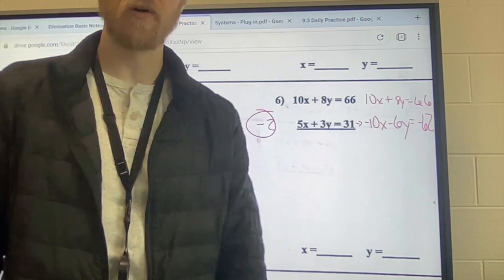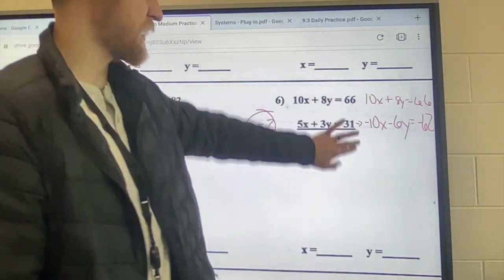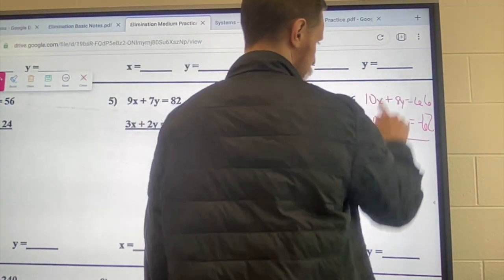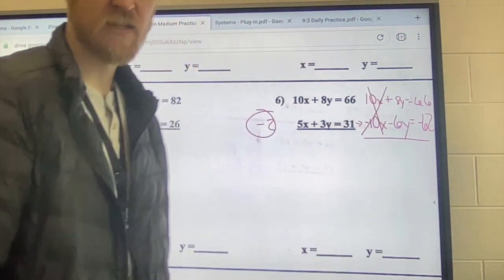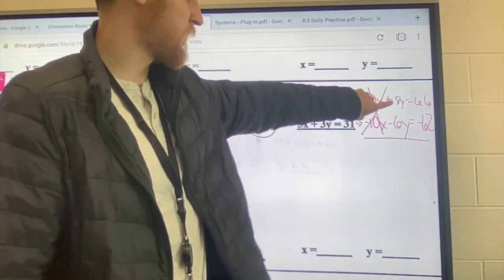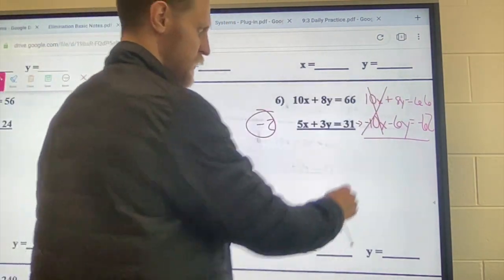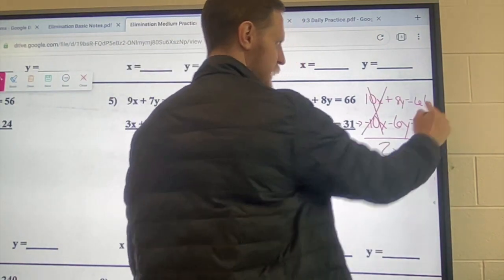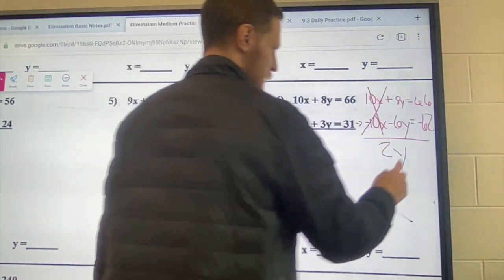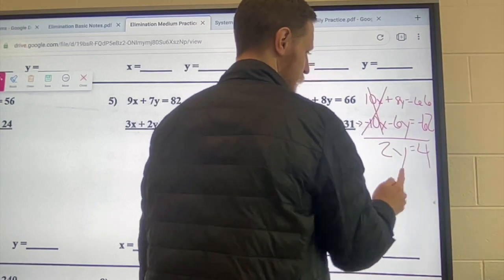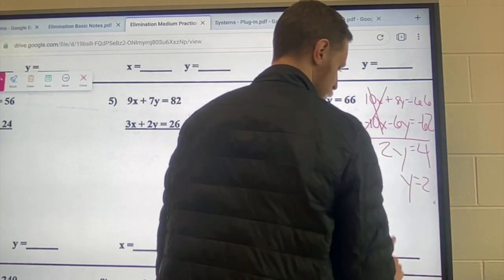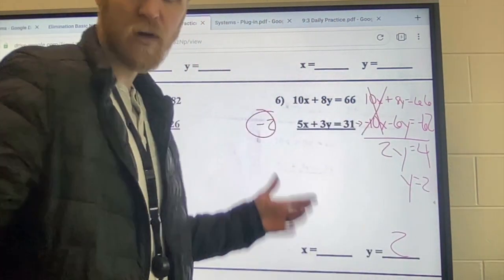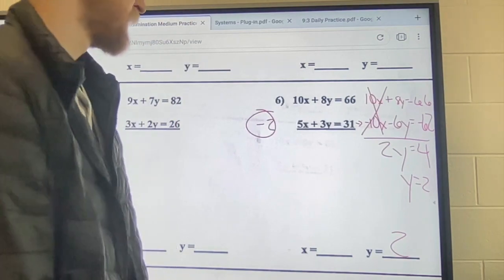Now when I add up my parts, things will cancel. So the 10 minus the 10, they cancel. Or 10 plus negative 10, I guess I should say. When I go to my y values, 8y and then negative 6y, that makes a 2y. And then 66 and a negative 62, well, that makes a 4. Divide by 2 on both sides. And we just solve for y. It's 2.